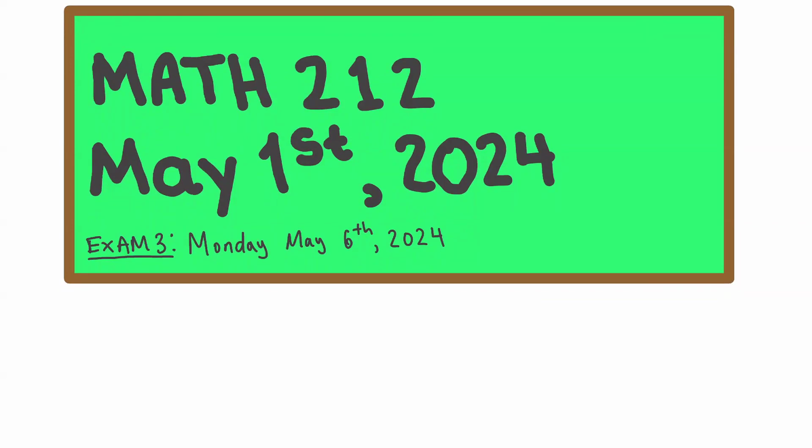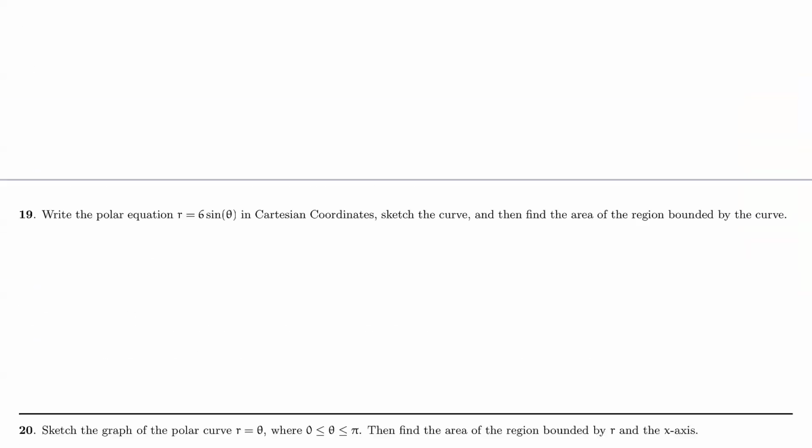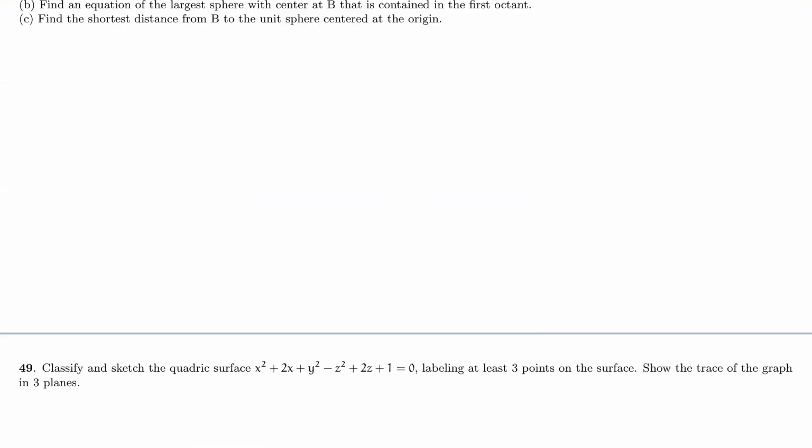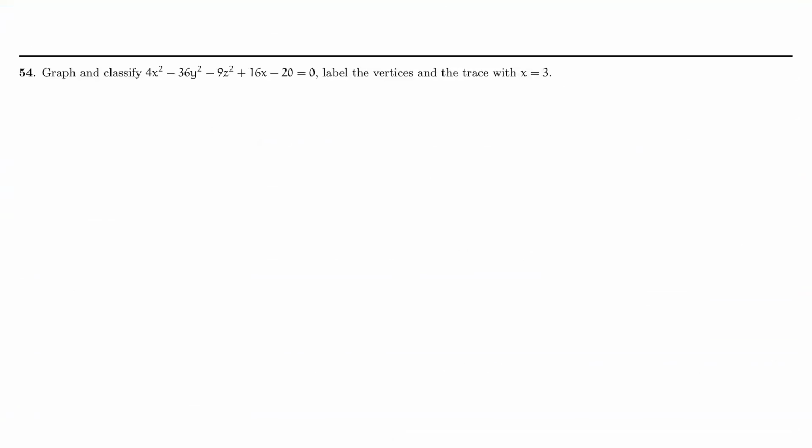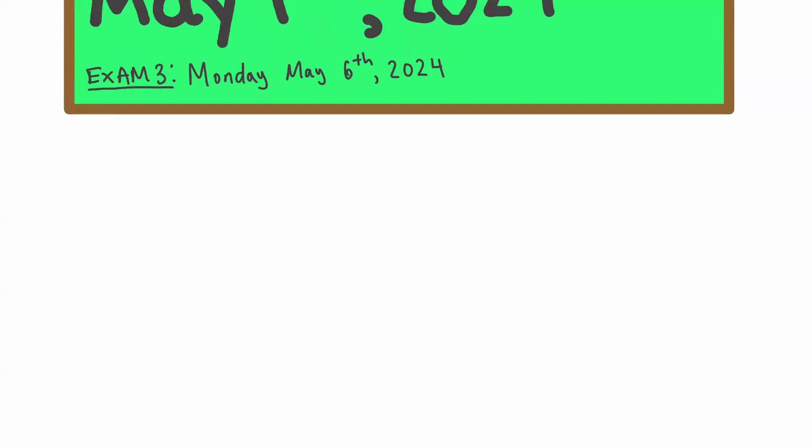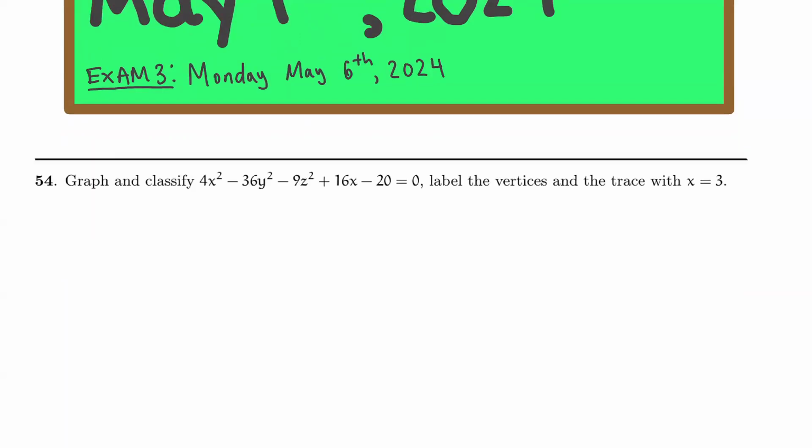So, okay, let's do 54 from the list of practice problems. Number 54 is a good example of a quadric surface, I think from section 12.6. Graph and classify this quadric surface, label the vertices and the trace with x equals 3. Let's start off with this and then we can move on to others.